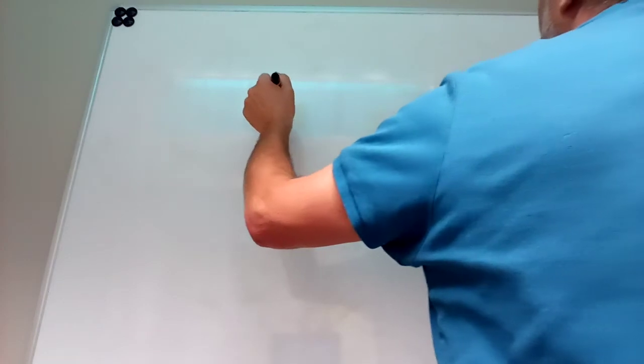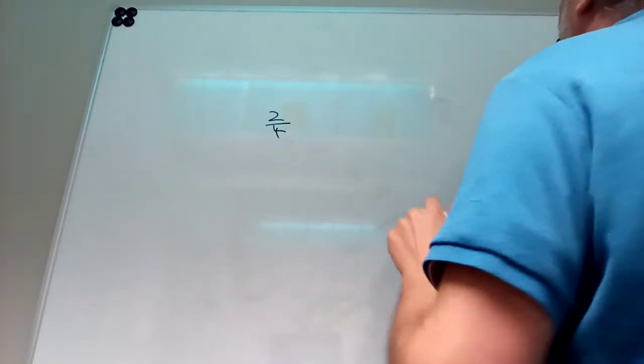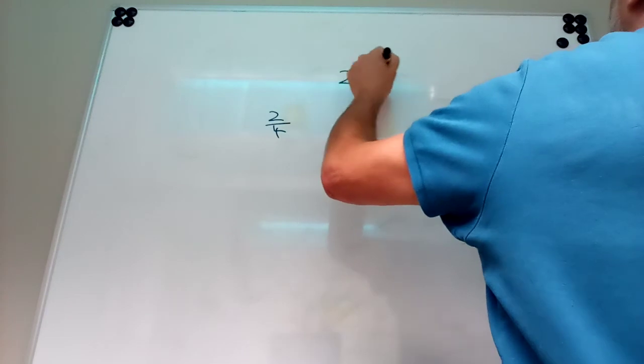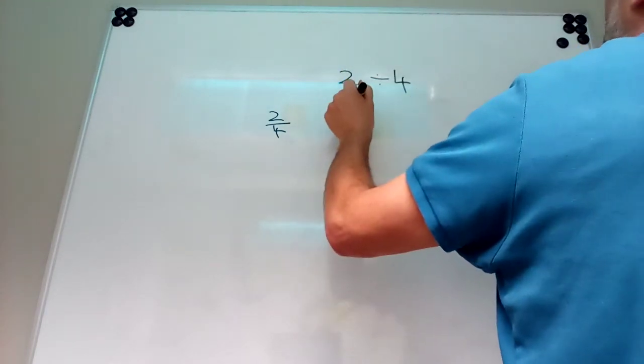Let's go back to a proper fraction. Let's go 2 divided by 4. 2 fourths, that's the same as 1 half. But let's just say if we wanted to do that, we'd have the 2 and we put the divided by 4.